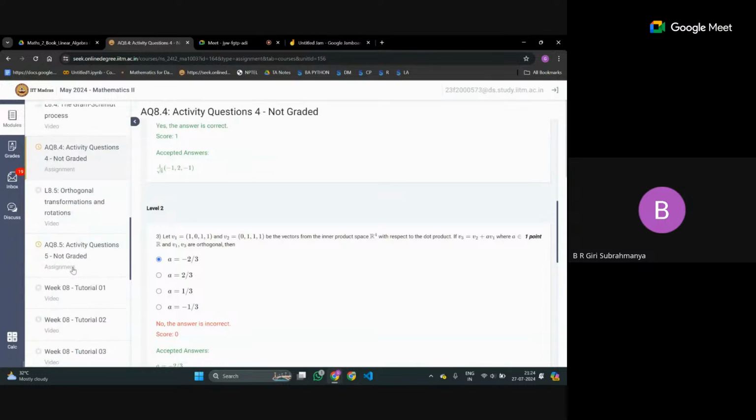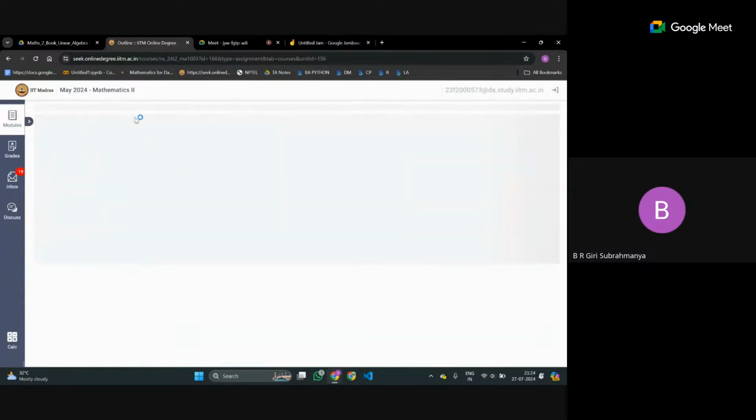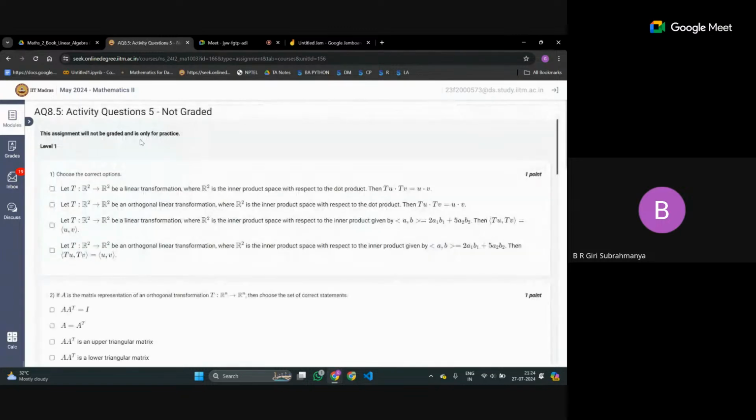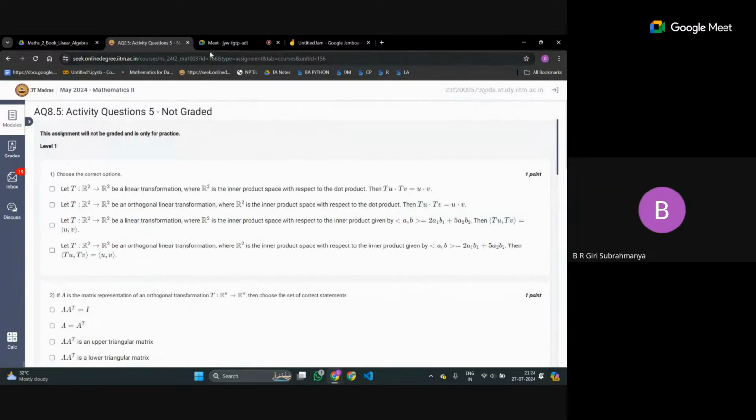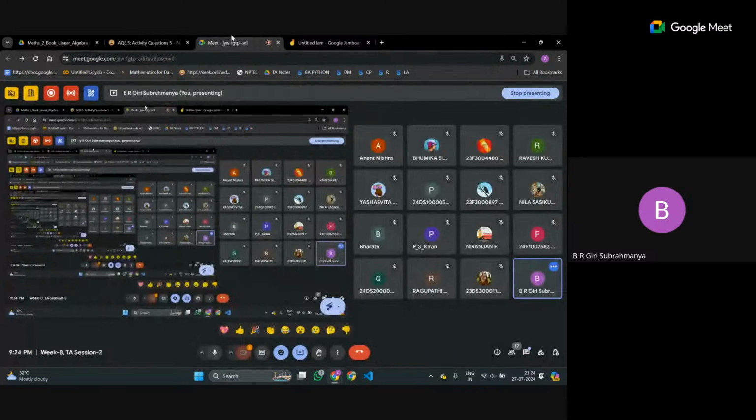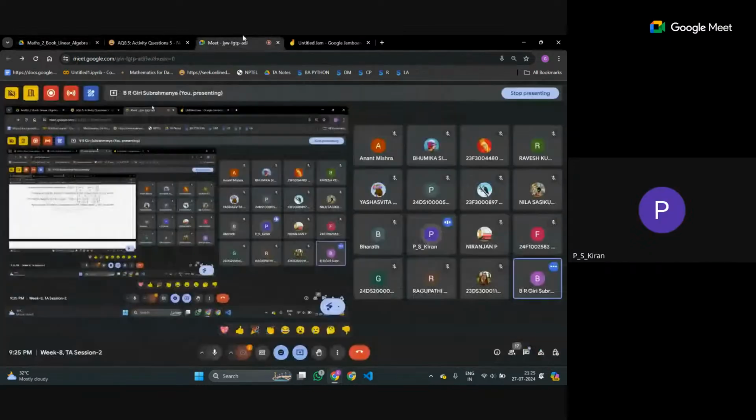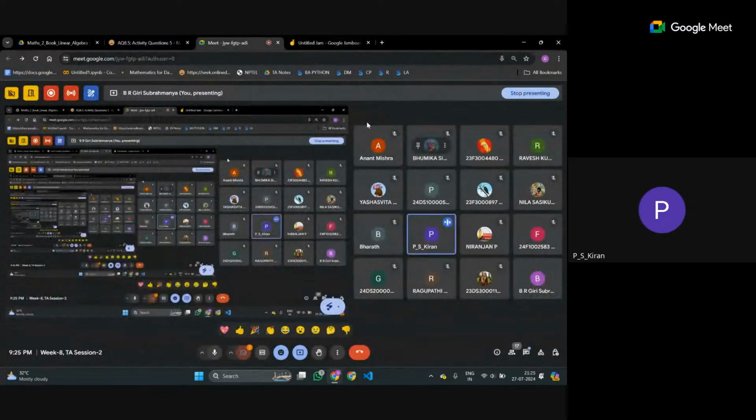Okay, so then we can go to activity 8.5. Check for linear independence also in the last. So we have 7 questions here. Are you all okay with orthogonal transformations and those things? So you have to explain. Okay, fine. Can you explain the properties of the orthogonal transformation? Yeah, 1 second.